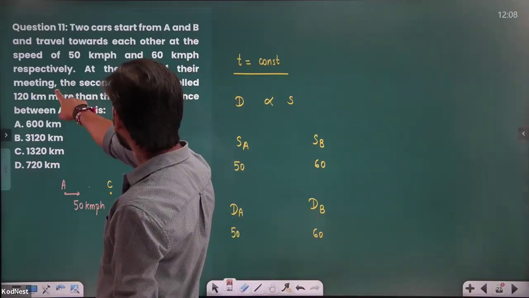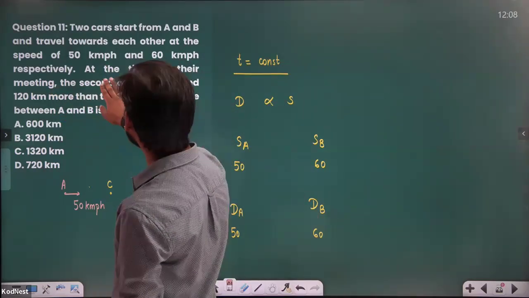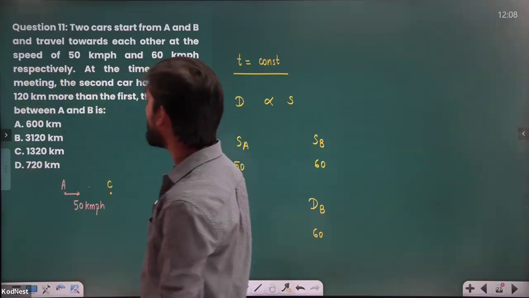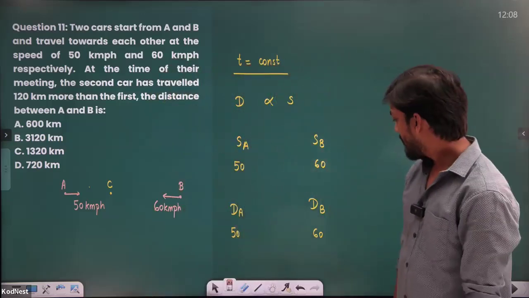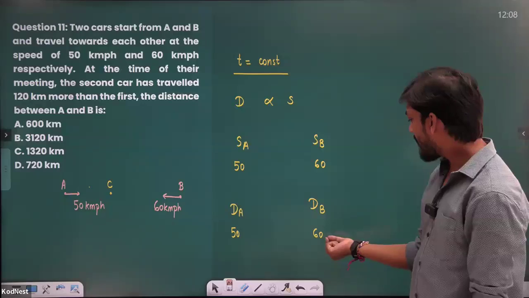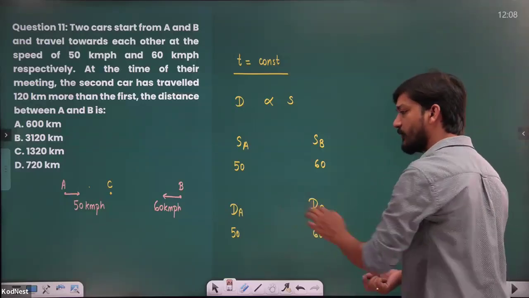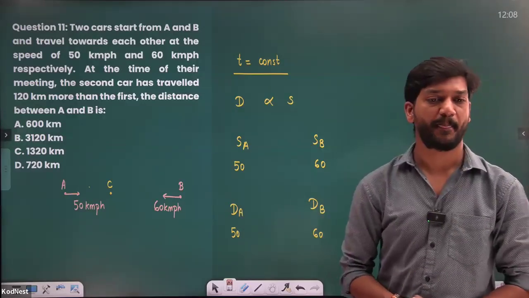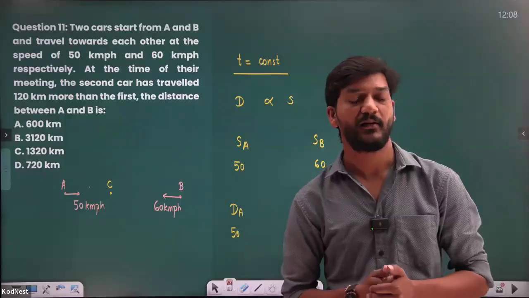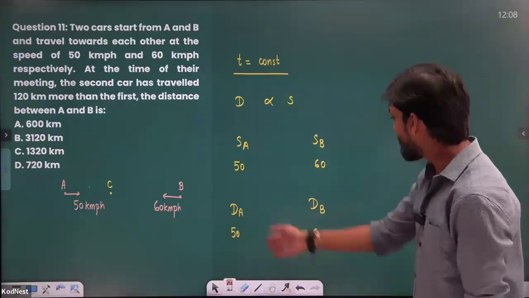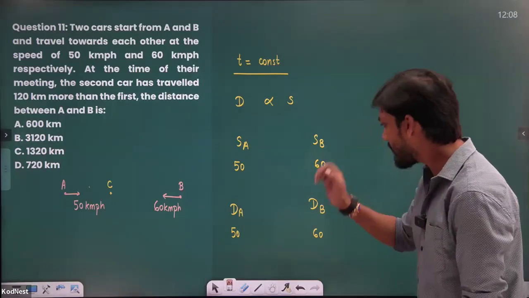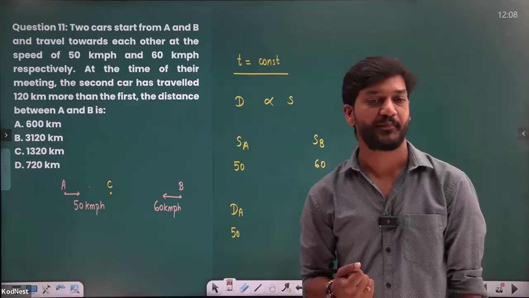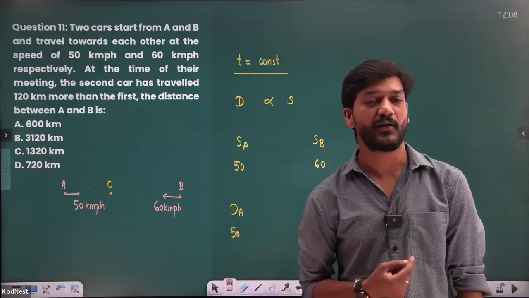At the time of meeting, the second car has traveled 120 kilometers more than the first. Are you observing that the second car has traveled 120 more than the first? Is it right? So please answer. How much more has this second car traveled? How much more has it traveled?